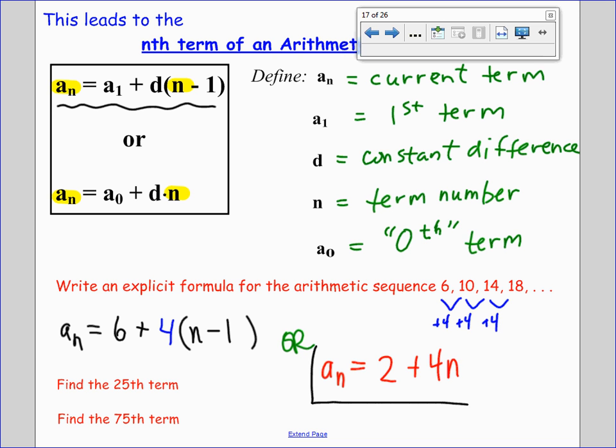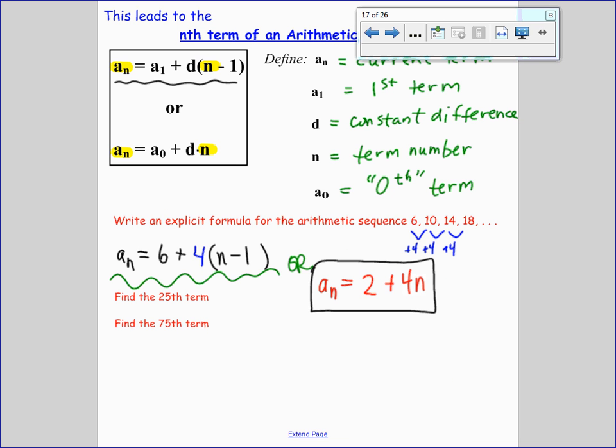Many of you will like this way better because it looks like our slope-intercept form, y equals a plus bx, where my initial value, a, is the 0th term in the sequence, and my bx now is my constant difference times input n. So many of you will like the box one. Some of you will like the squiggle underline one. In either case, though, it's easy to find the 25th term. The 25th term now, I'll simply plug in my term number for n and evaluate.